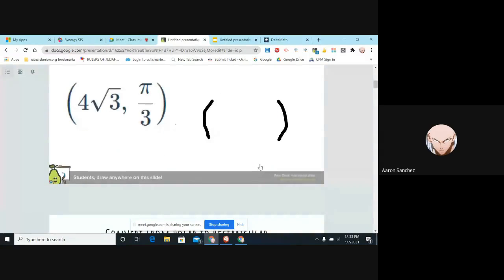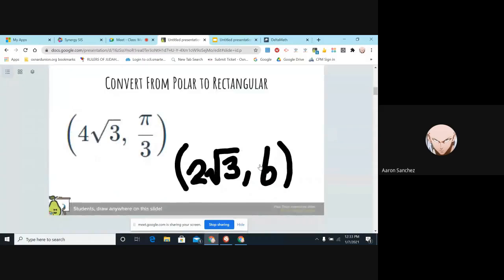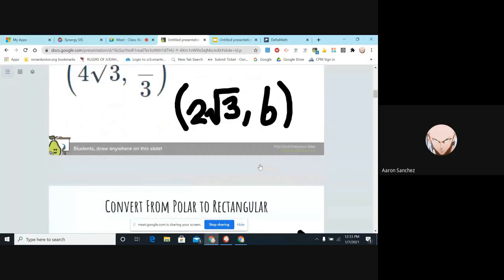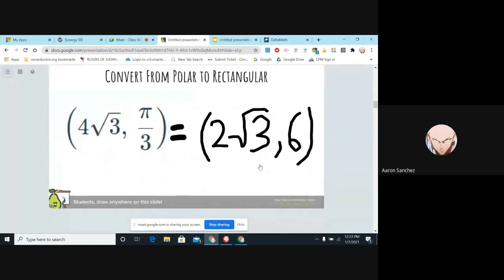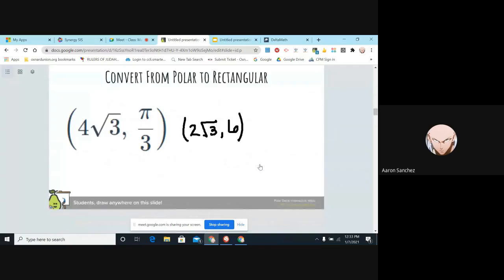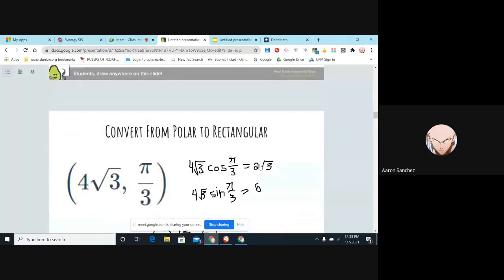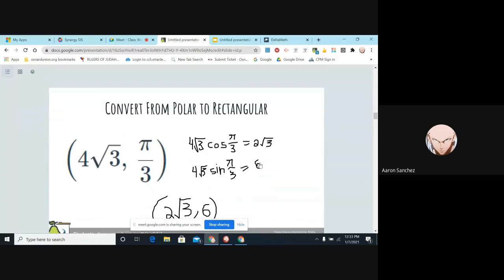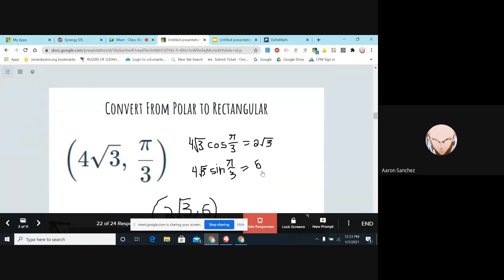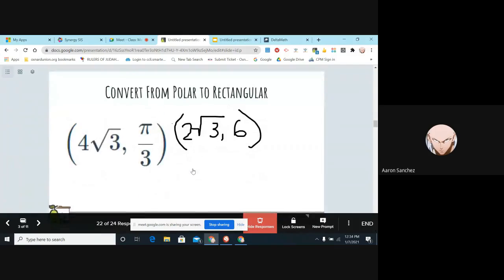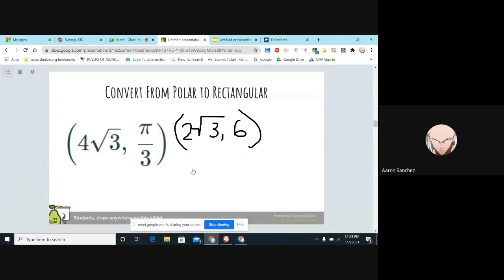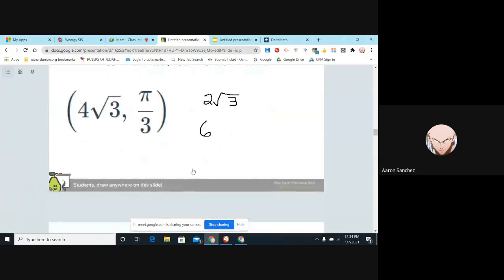We have parentheses there. 2 root 3, 6. Yes, write it like this. I love it. This is how I want you to get it. This is how I got to write the answers in Delta Math. If I give the test in Delta Math, I think I might.